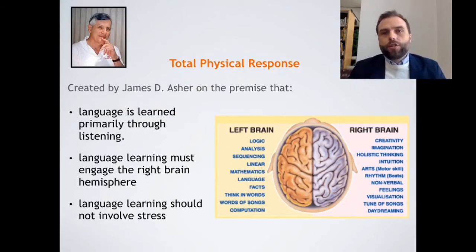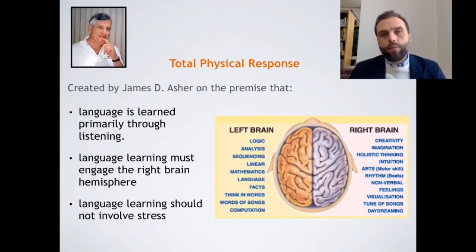Another interesting one is total physical response. I'm going to do another video about this. This was created by James D. Asher on the premise that language is learned primarily through listening. So it's a method that really focuses on listening. Next, language learning must engage the right brain hemisphere.